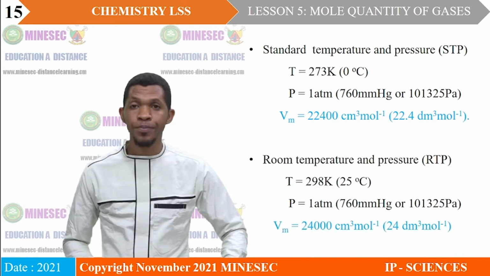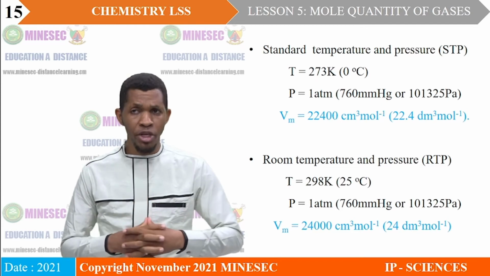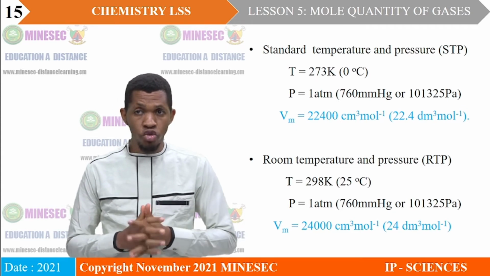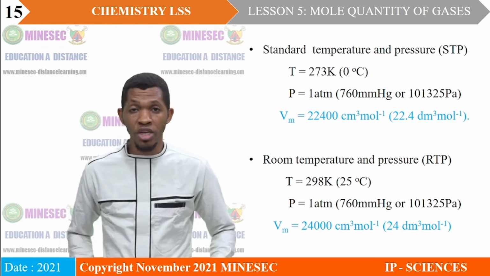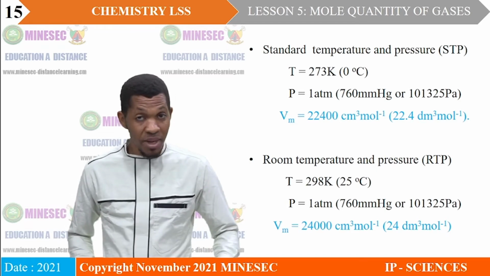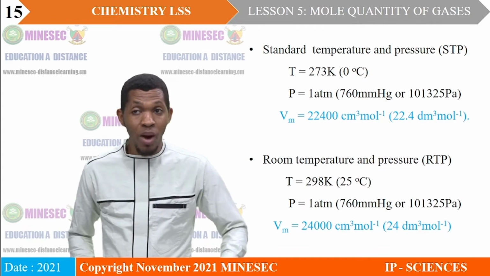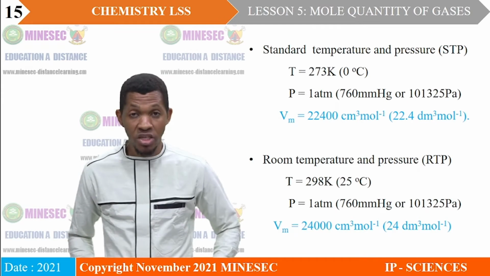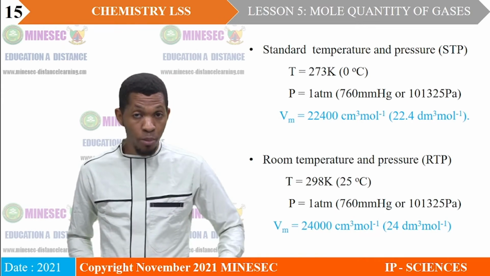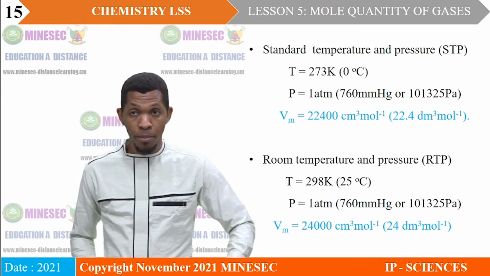At room temperature and pressure, the temperature is 298 Kelvin or 25 degrees Celsius. The pressure is 1 atmosphere or 760 millimeters of mercury or 101,325 pascals. And the molar volume of a gas is 24,000 cm3 per mole or 24 dm3 per mole.